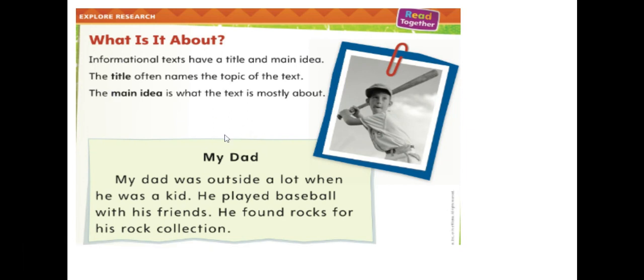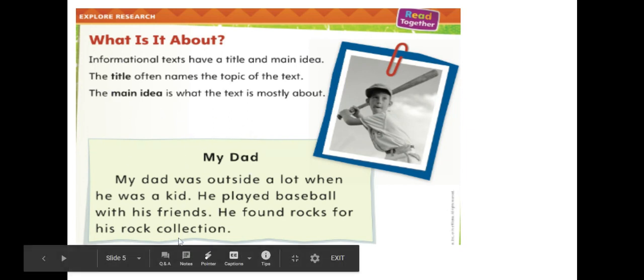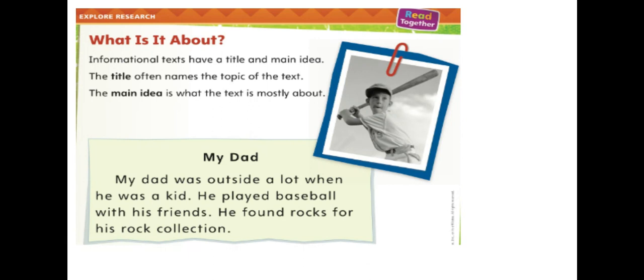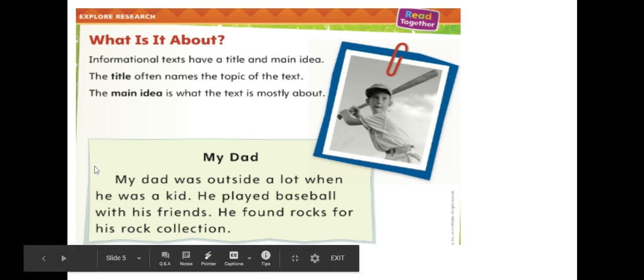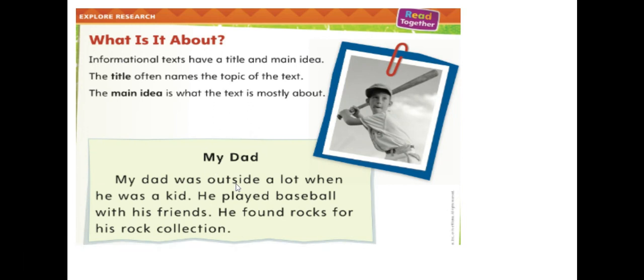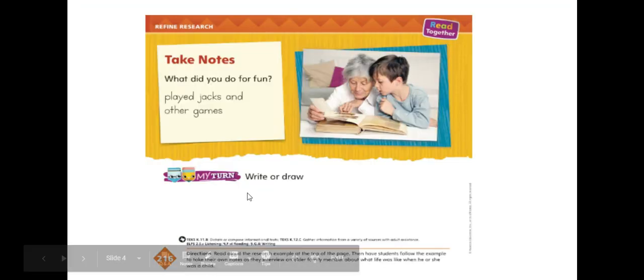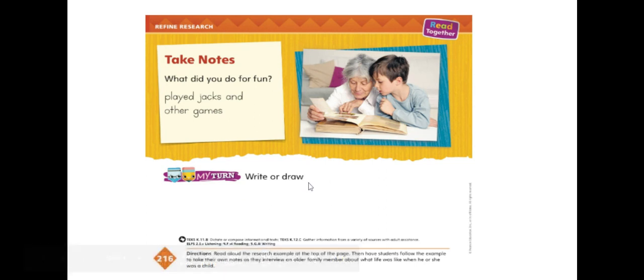So the title is My Dad. The main idea is, what is this mostly about? This is about what his dad did when he was little, when he was young, how he had fun outside. So this is to give you an idea of how you can answer the interview or write your notes about the interview. We're going back to the page where you can either write or draw.